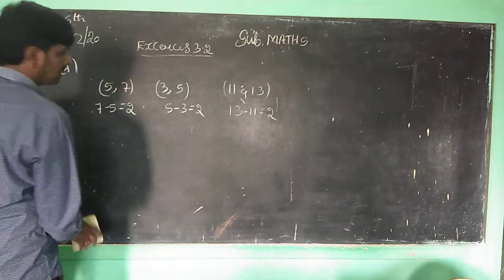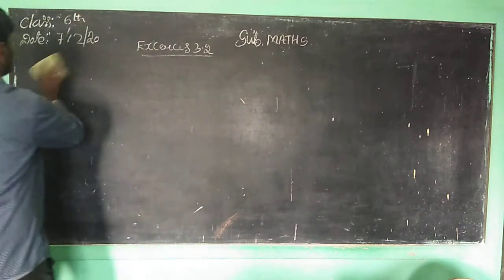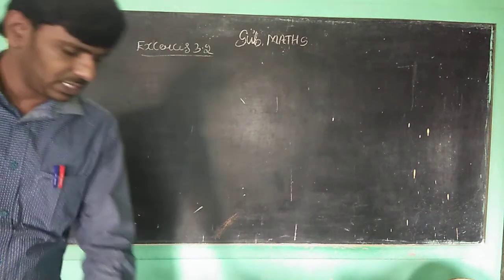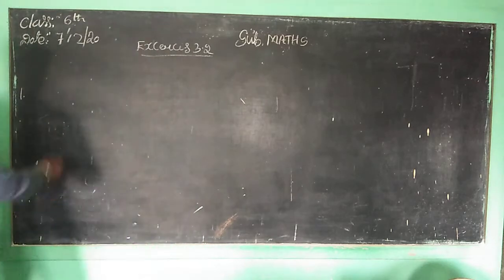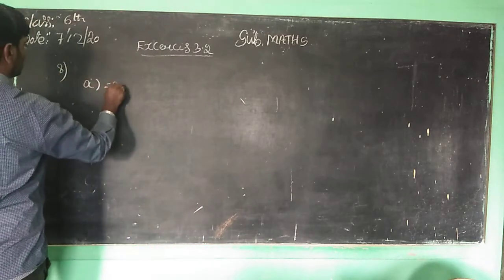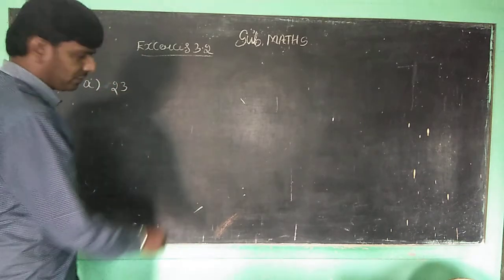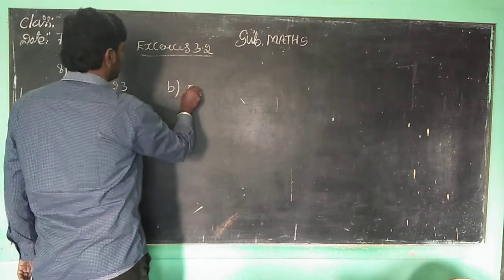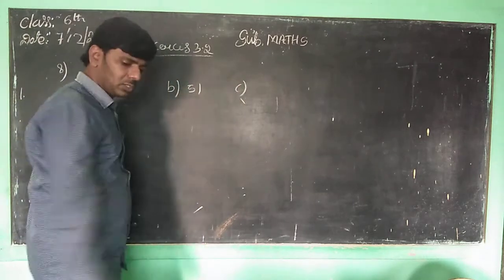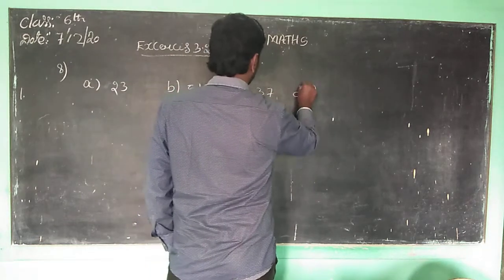Which of the following numbers are primes? Shall I take this one, children? You want to take the 8th question. Which of the following numbers are prime? Suppose you want to take A is equal to 23 and B is equal to 51 and C is equal to 37 and D is equal to 26.